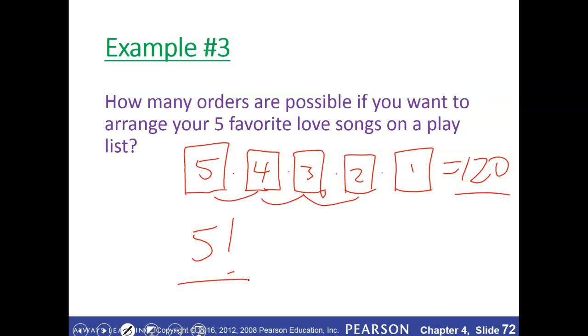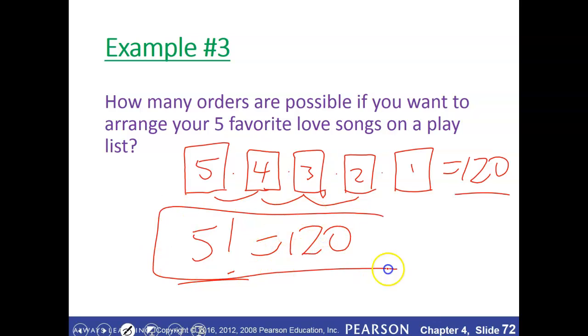5 factorial means that you take that number 5 and multiply it times 4 times 3 times 2 times 1. You can do this on your calculator as well. You start by pressing 5, then press the math button, go over to PRB, and then go down to factorial, and you'll see that 5 factorial is 120.